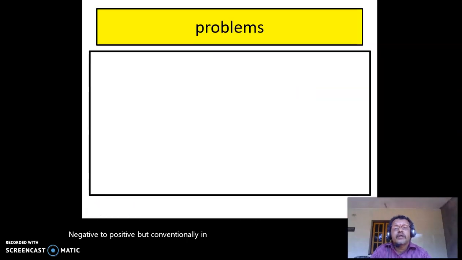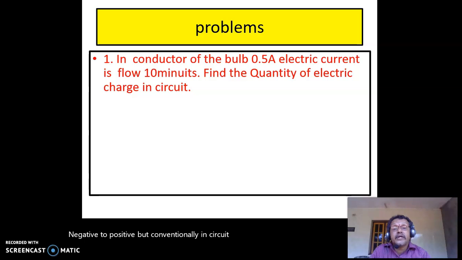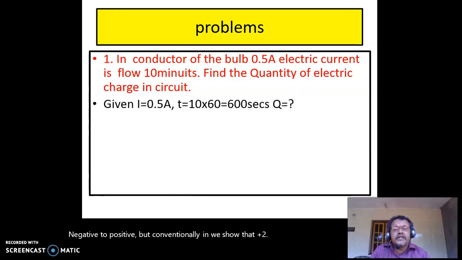So now a small problem. In a conductor of the bulb, 0.5 A current flows for 10 minutes. Find the quantity of electric charge in the circuit. So list out what is given here. I is given as 0.5 A. T is in minutes. You know that the SI unit of time is second. So convert that 10 into 60, so 600 seconds.